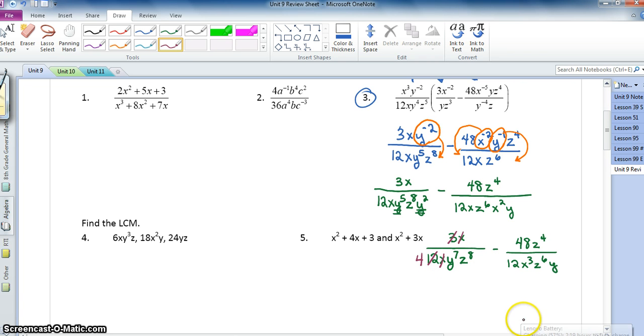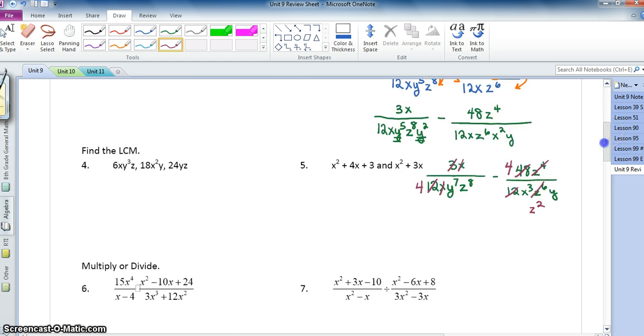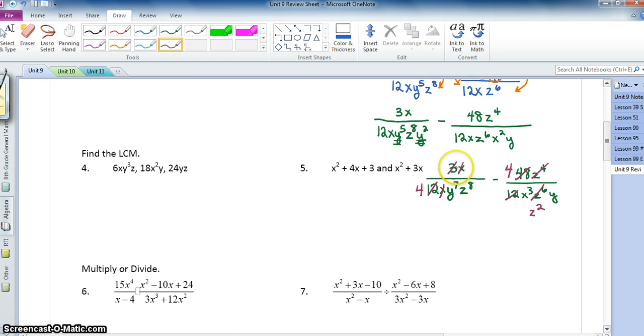Here on the right side, the 48 and the 12 can be simplified. Z to the fourth and then a Z to the sixth can be simplified. And now I'm just going to go ahead and clean this up a little bit. It's not nothing on top. Whenever you cancel everything out, you do have to have your placeholder, which is a 1.